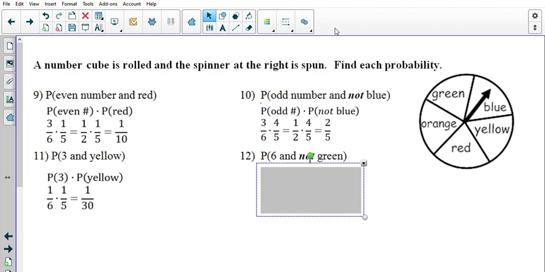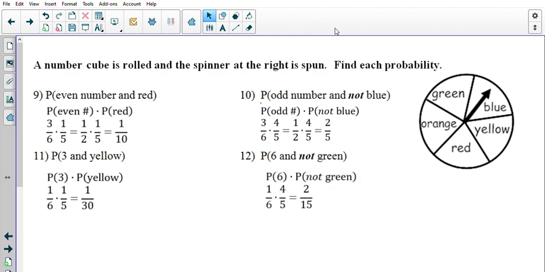And finally, number 12, probability of 6 on your number cube and not green on the spinner. 6 on the number cube is 1 out of 6. Not green is 4 out of 5. This will multiply to get us, if you have 4/30, that's great, but it reduces to 2/15.